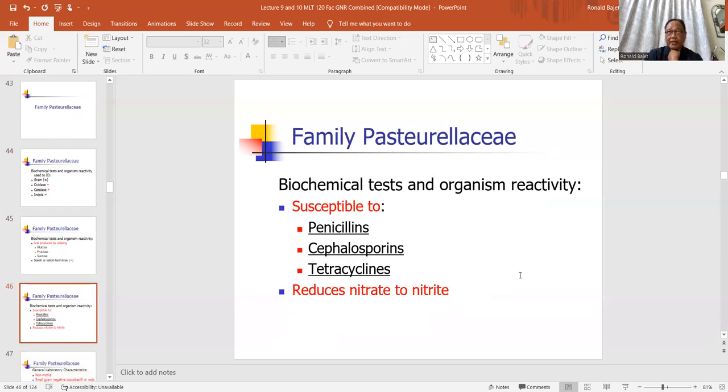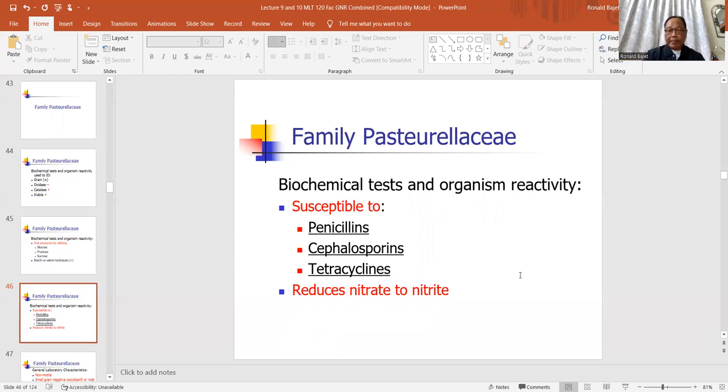A Pasteurella infection is really easy to treat, for example, cat scratch fever. If you do have cats and then it scratches you and it doesn't heal and you go to the doctor and you tell the doctor, well, my cat scratched me, it looks like it's infected. Very easy to treat. You just give the patient penicillin or a cephalosporin and your infection will go away.